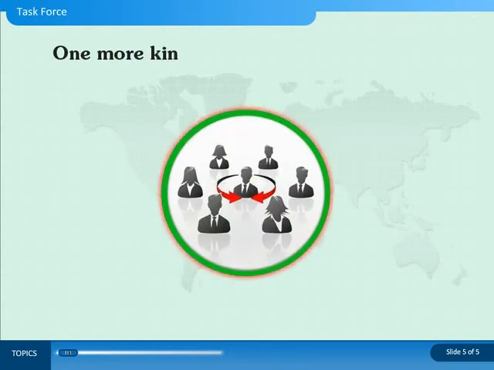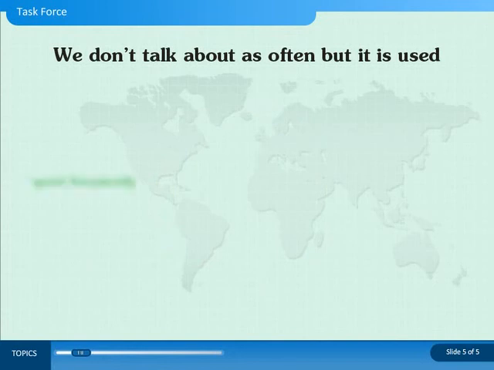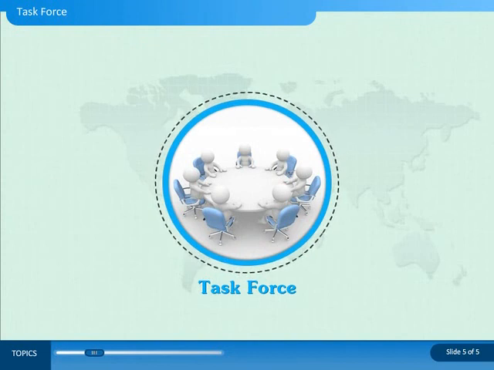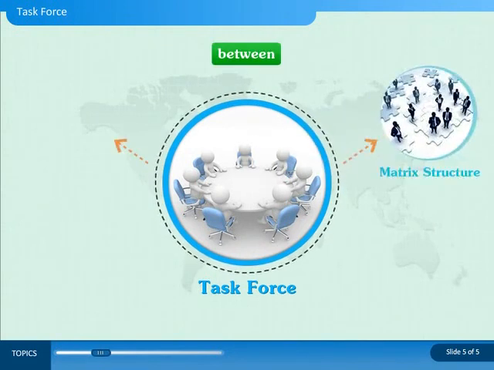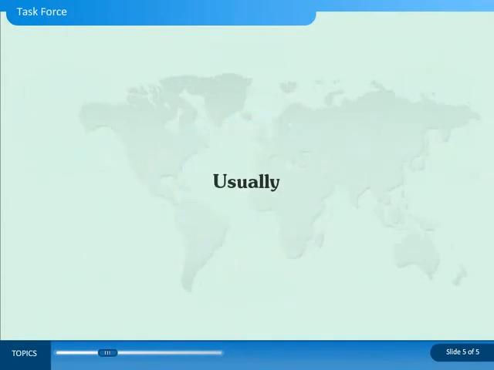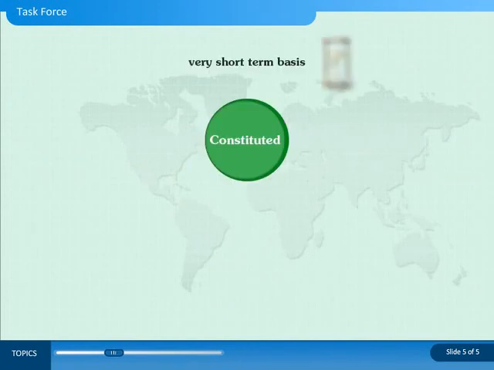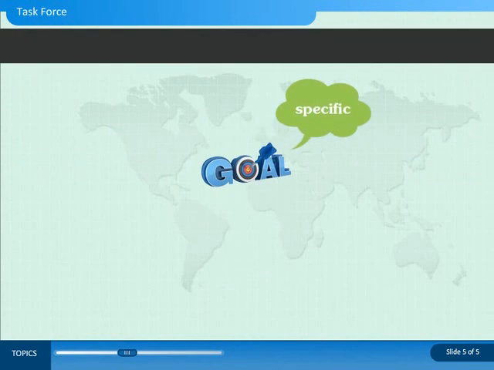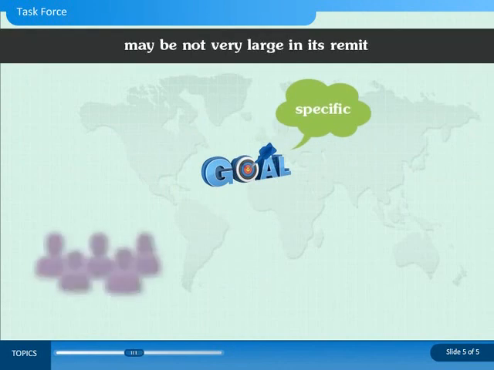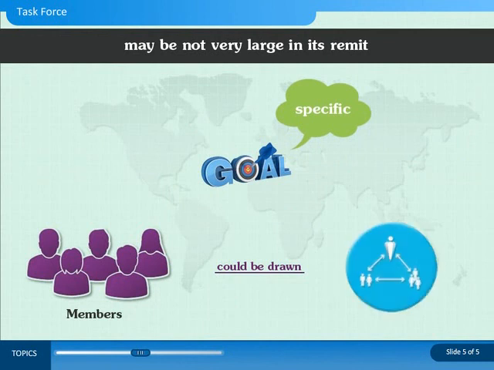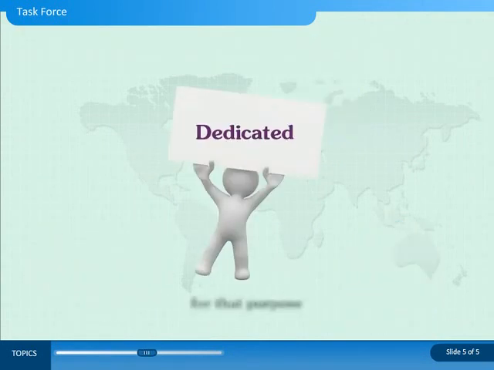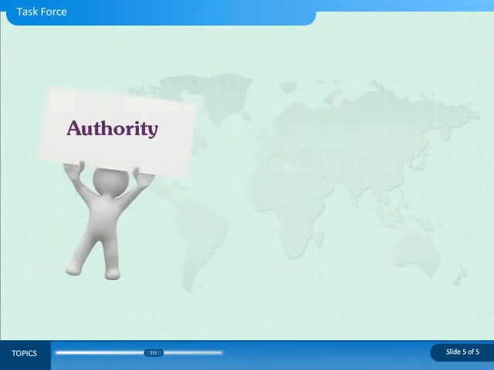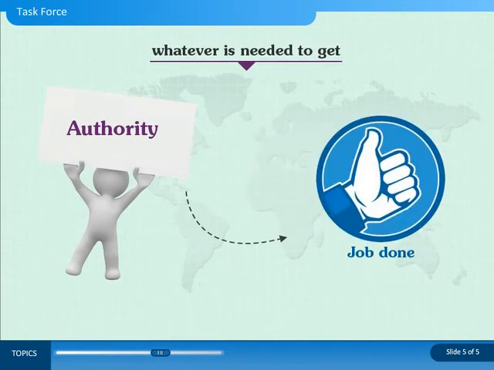There's one more kind of organisational structure that we don't talk about as often, but it is used quite frequently, and this is the task force. The task force lies somewhere between the matrix structure and the project group. Usually it's constituted on a very short-term basis for a specific goal. The goal is very specific and may not be very large in its remit, and members could be drawn from a lot of specialised departments who are dedicated for that purpose and have the authority to do whatever is needed to get the job done.